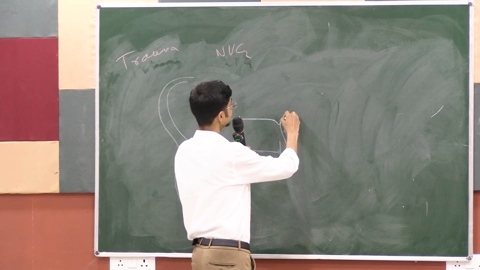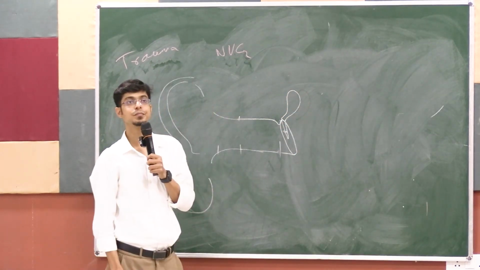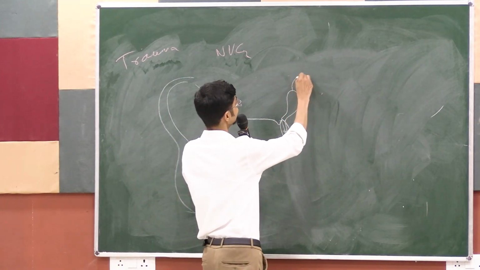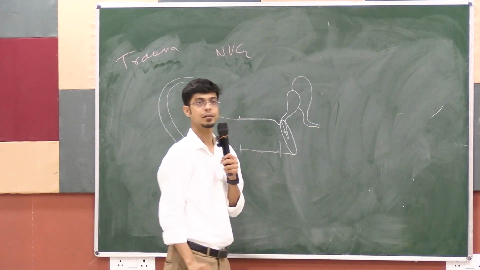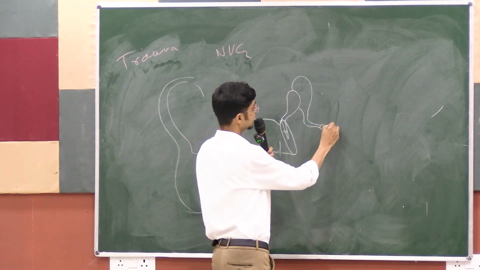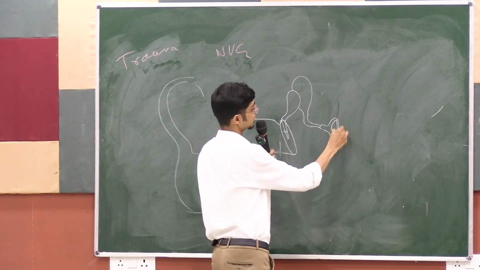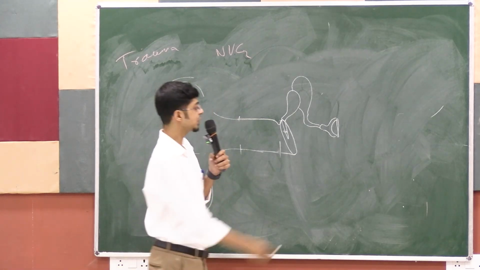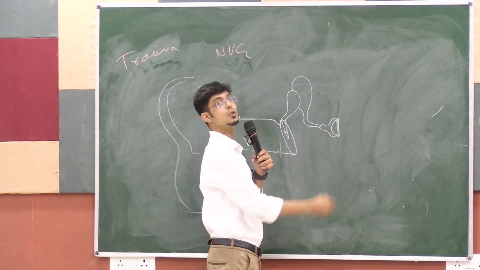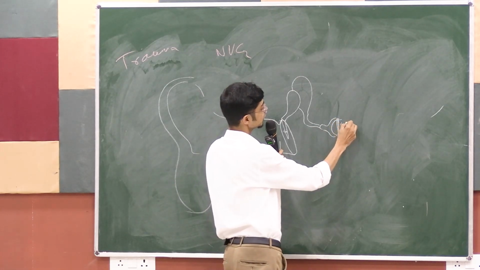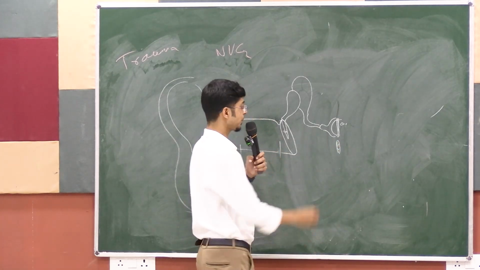So let this be the malleus. Okay. Then we have the incus. And then we have the stapes with the foot plate. So the stapes gets attached to where? What is this part called? The oval window, right? So this is the oval window and we have the round window here, right?